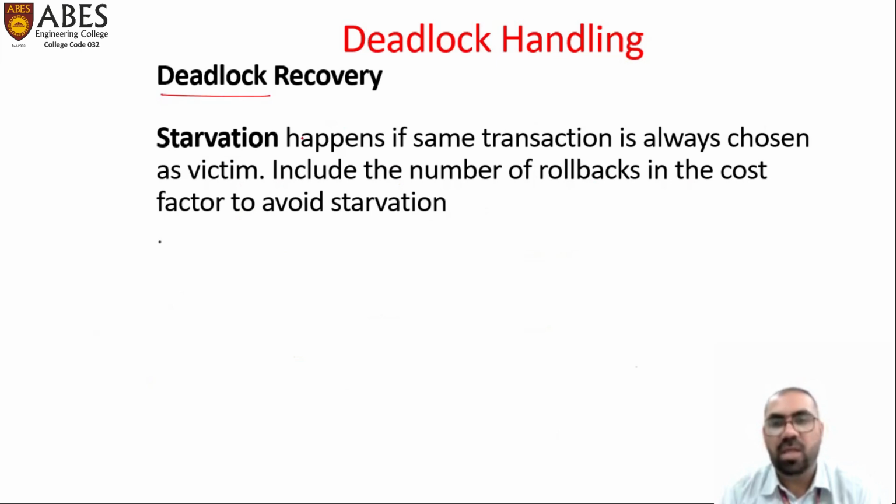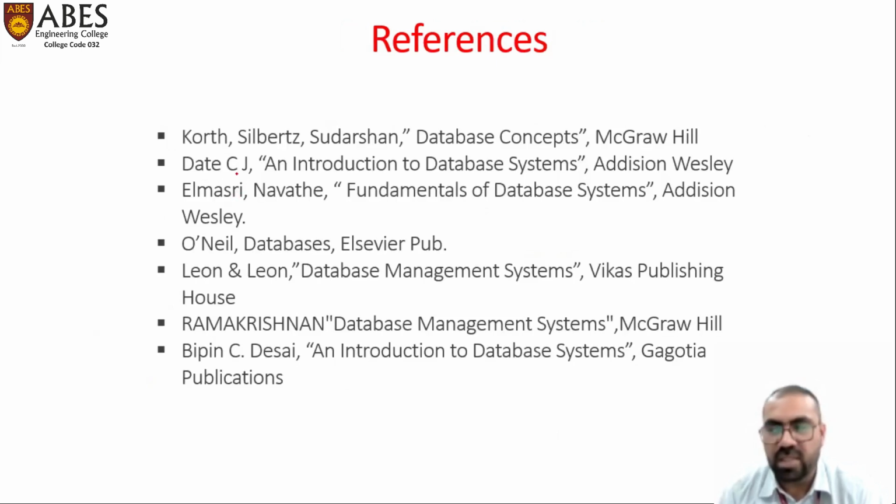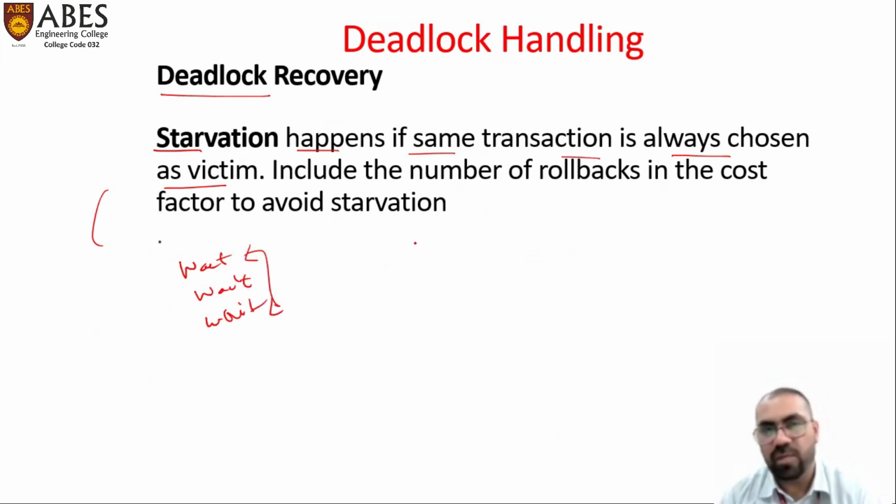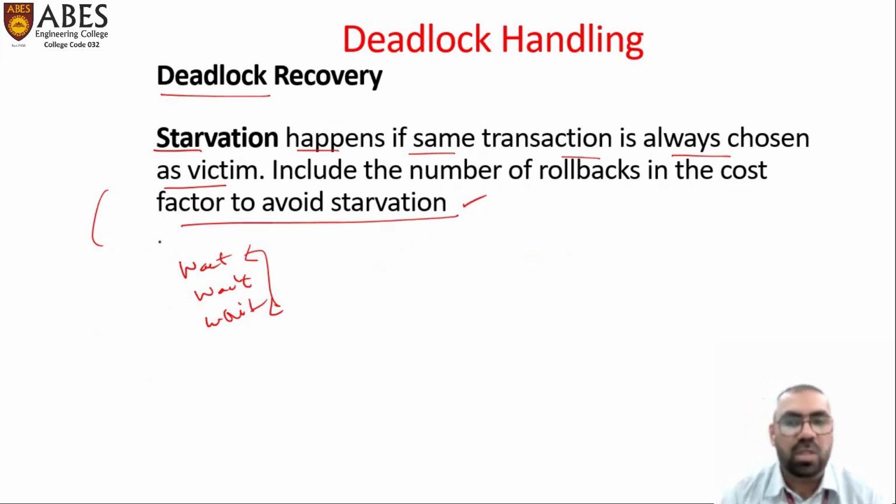Deadlock recovery. Now there is a condition called starvation. Starvation happens if the same transaction is always chosen as a victim. So again they have to wait, and then they have to wait, and then they have to wait. Basically, they are put on a very long wait, so include the number of rollbacks in the cost factor to avoid starvation. If a transaction is waiting for a long interval of time, then this kind of situation can occur.